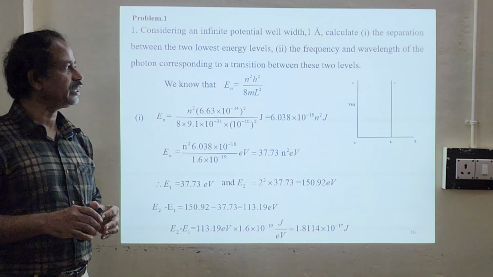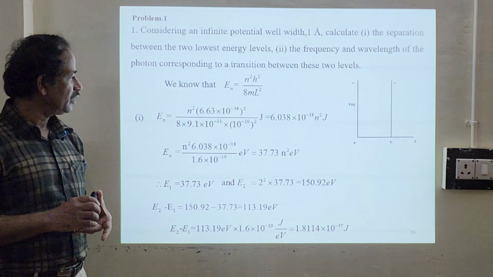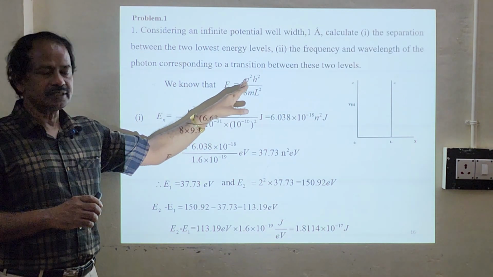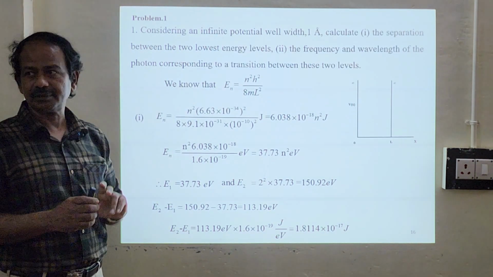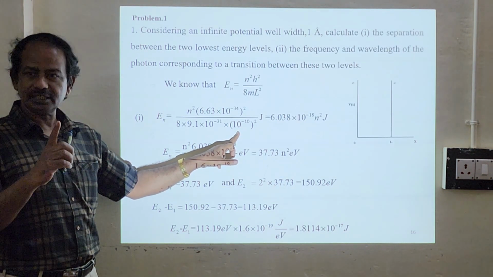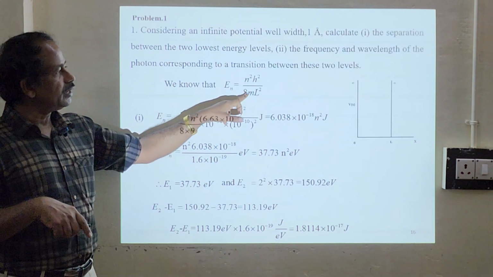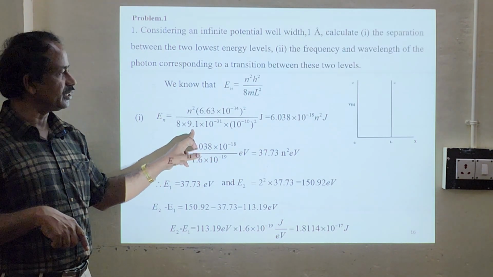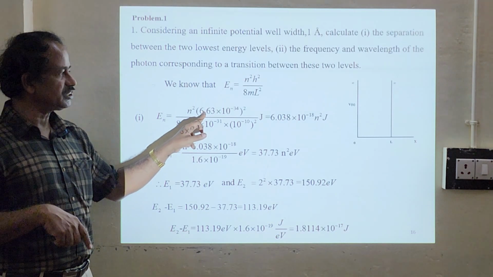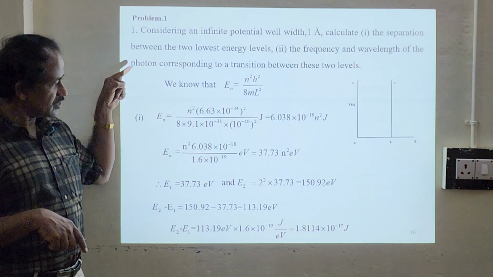En equals n squared h squared by 8mL squared. So this is the expression we know already, and you substitute all the constants here. L is given as 1 angstrom, so L will be 10 power minus 10 meters. So 10 power minus 10 whole square. And m will be 9.1 into 10 power minus 31. Your h squared will be 6.6 into 10 power minus 34 whole square. And n squared you can find out.